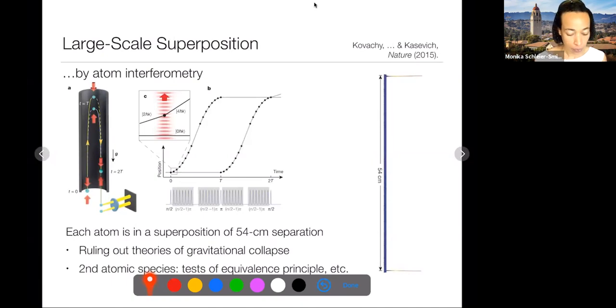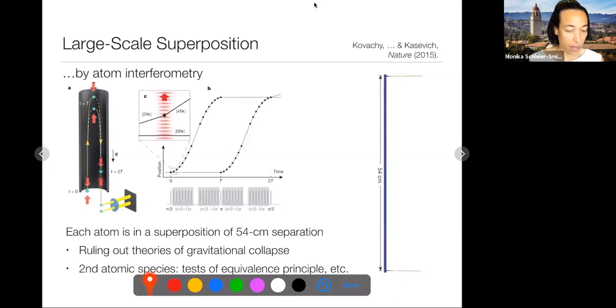And so here's an illustration of an apparatus in the lab of my colleague Mark Kasevich, who has a 10-meter tall tower where they do these types of atom interferometry experiments, with an atom that is tossed in a superposition of being here and being tossed up. By having multiple momentum kicks applied in sequence, they have atoms where each individual atom is in a superposition of being in one place and being half a meter higher up. So that's a pretty big separation for an object with some mass.